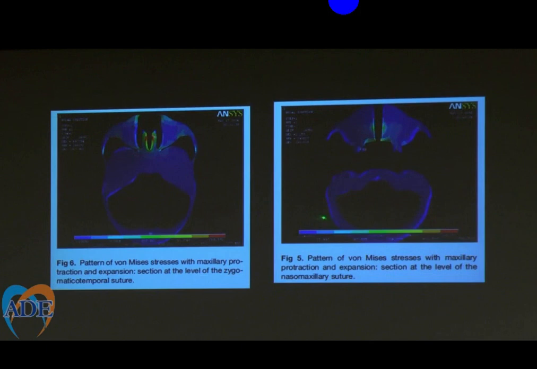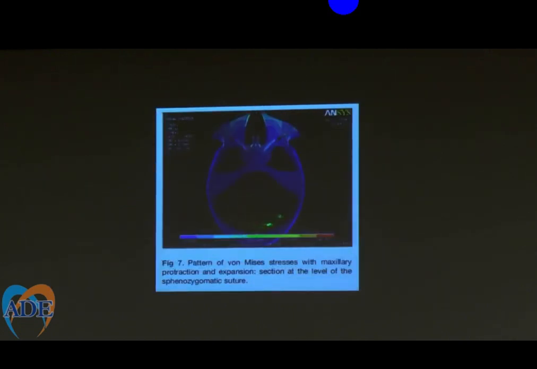Now they do the exact same, but this time with maxillary protraction and expansion. And look at the absolute changes. I mean, it's chalk and cheese. At the level of the zygomaticotemporal suture, at the level of the nasomaxillary suture, and at the level of the sphenozygomatic suture. So in your notes, if these are foreign terms to you, in the chapter on growth of the nasomaxillary complex, you need to understand about these sutures.